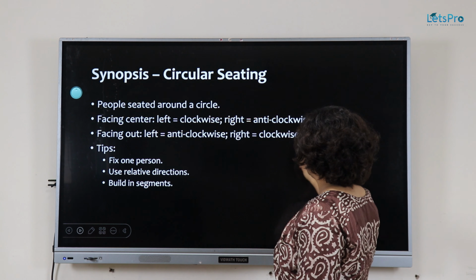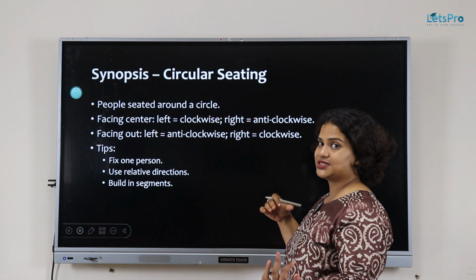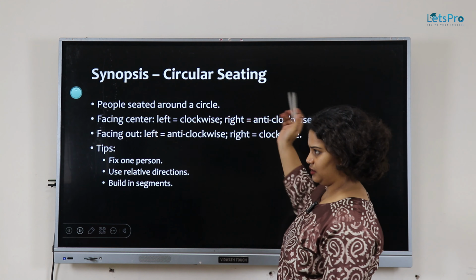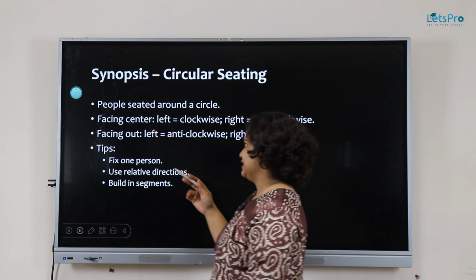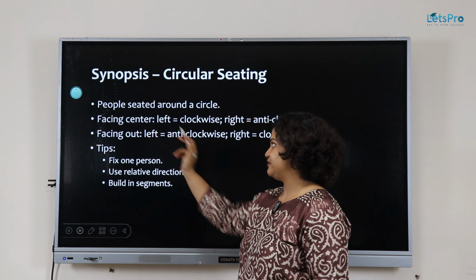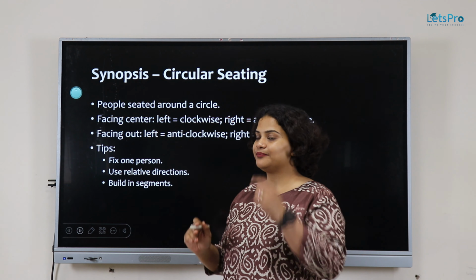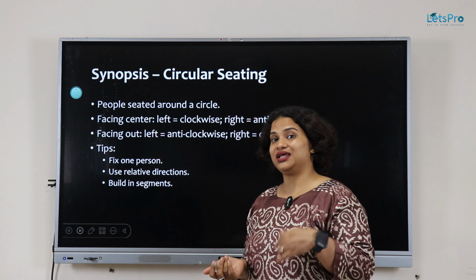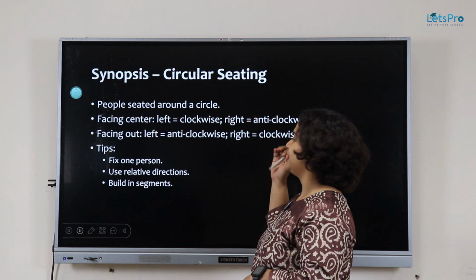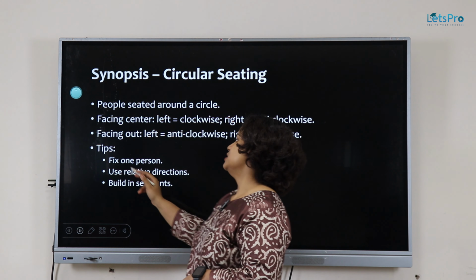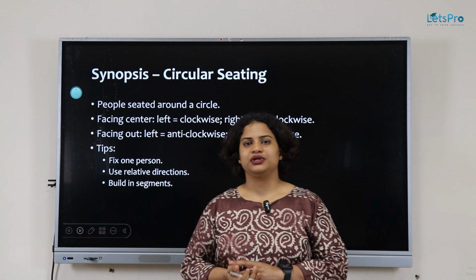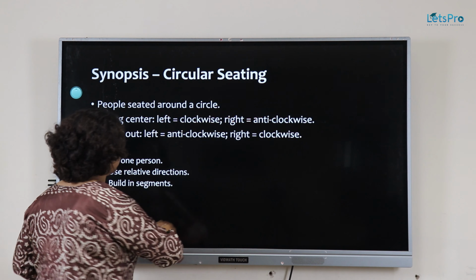If this is what we're trying to say, then that means they're all seated towards the left, right? Right would be anti-clockwise. Facing out, left would be anti-clockwise. If they're facing out, there are two things. If they're facing inside, left meaning clockwise, right meaning anti-clockwise. If they're facing out, left meaning anti-clockwise and right meaning clockwise. So remember that part. Now fix one person, use relative directions, build in segments. Those are the only tips. Let's quickly get into the problems.